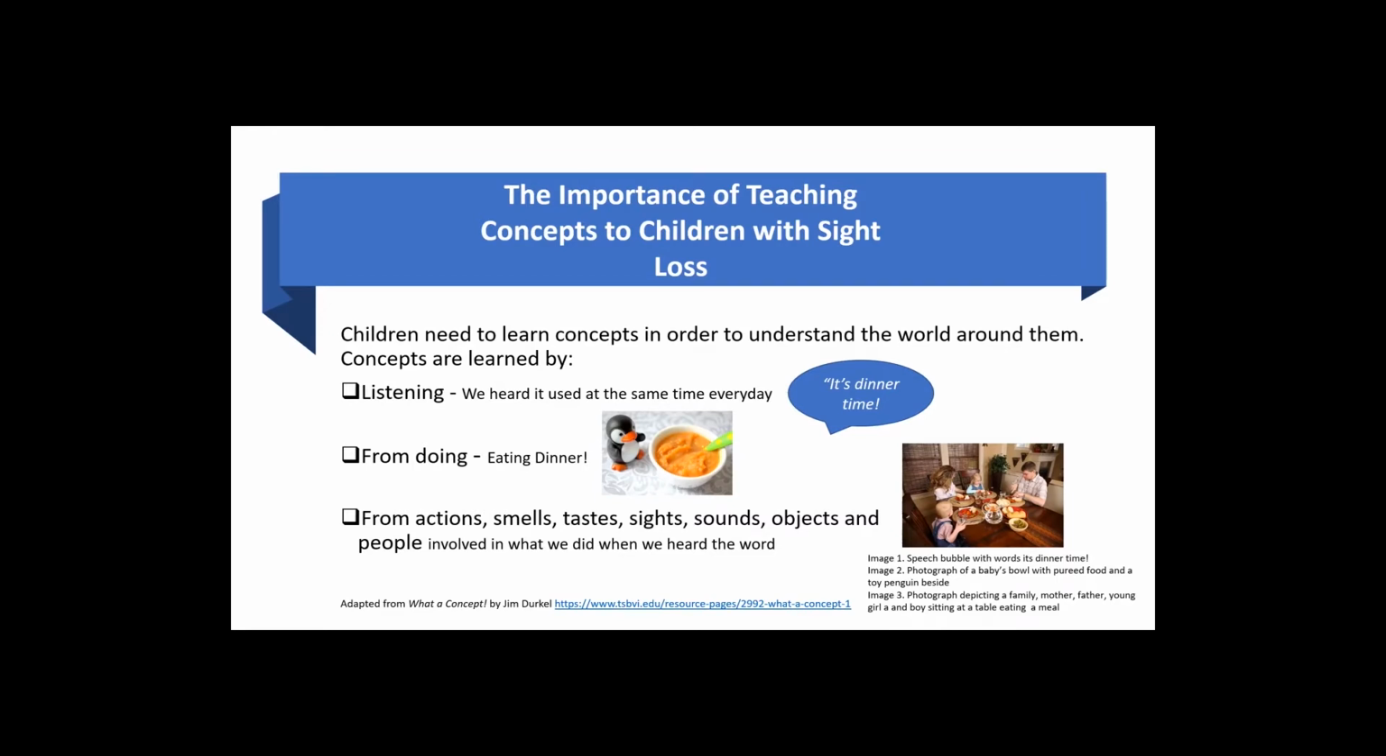The importance of teaching concepts to children with sight loss. Children need to learn concepts in order to understand the world around them. Concepts are learned by 1. Listening. We heard it used at the same time every day. It's dinner time. 2. From doing. Eating dinner. And 3. From actions, smells, tastes, sights, sounds, objects and people involved in what we do when we heard the word or concept.